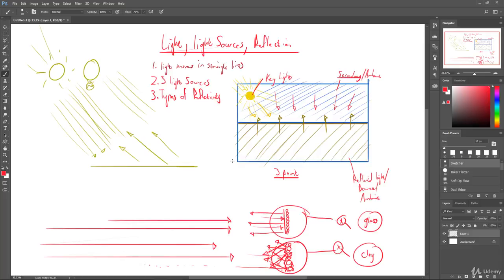So that is it for this lesson. Lights move in straight lines. Generally, we want to strive for 3 light sources. That's a guideline, not a rule. And the types of reflectivity based on the surface material type.